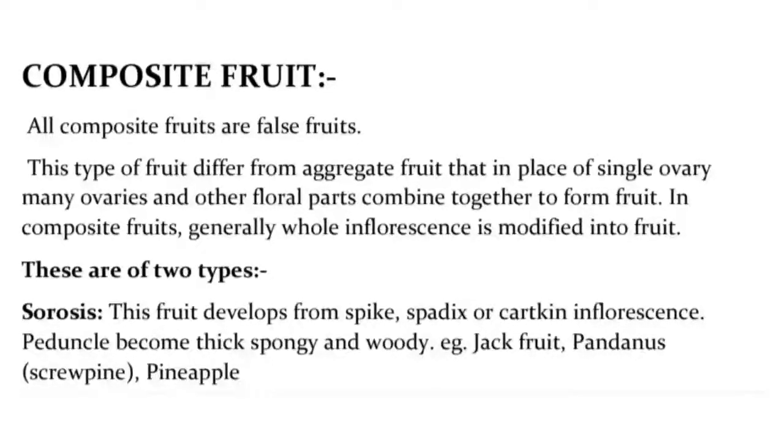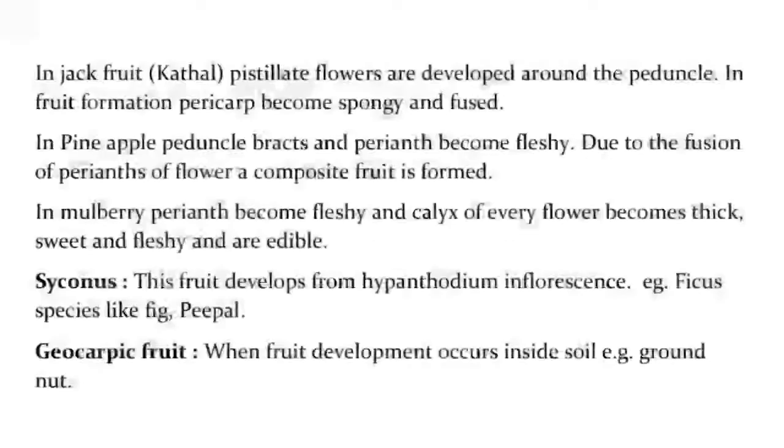Sorosis. This fruit develops from a spike, spadix or catkin inflorescence. The peduncle becomes thick, spongy and woody, e.g. jackfruit, Pandanus (screw pine), pineapple. In jackfruit, pistillate flowers are developed around the peduncle. In fruit formation, the pericarp becomes spongy and fused. In pineapple, peduncle, bracts and perianth become fleshy. Due to the fusion of perianths of flowers, a composite fruit is formed.